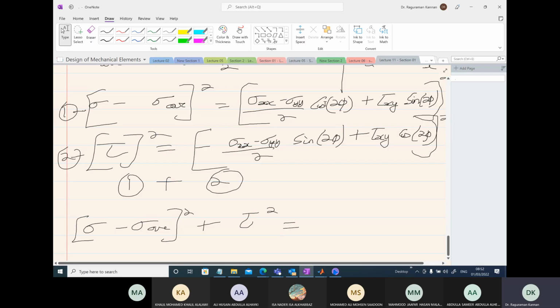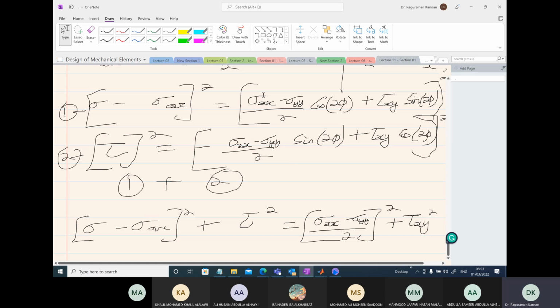What is cosine square plus sine square? It is equal to 1. So the first term is ((sigma xx minus sigma yy) over 2) whole square, multiplied by cosine square plus sine square 2 phi, which is equal to 1, so I will neglect that. Let's take the second term, tau xy square sine square 2 phi, and here tau xy square cosine square 2 phi. Again, sine square plus cosine square is 1. So I have tau xy square.